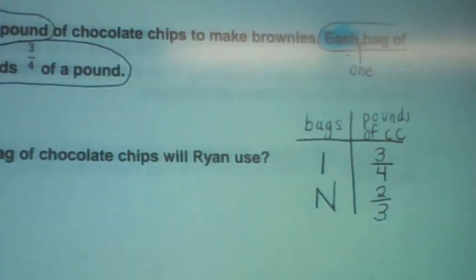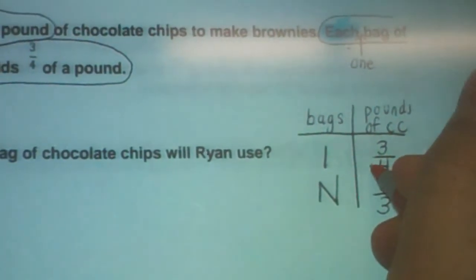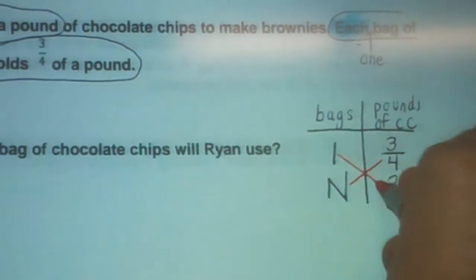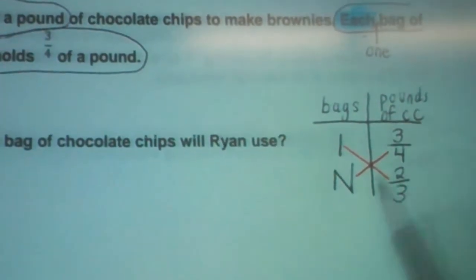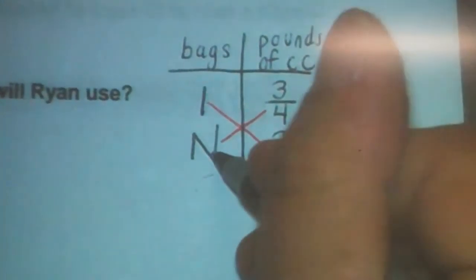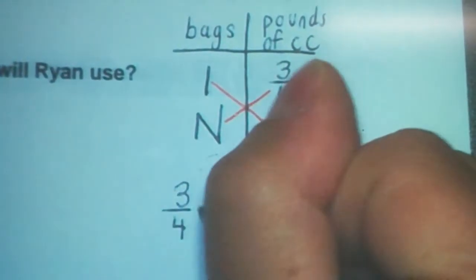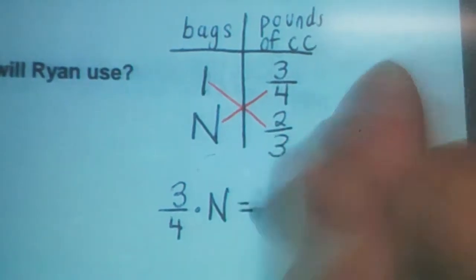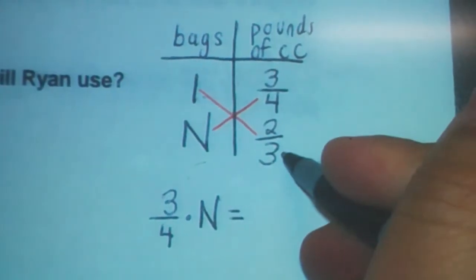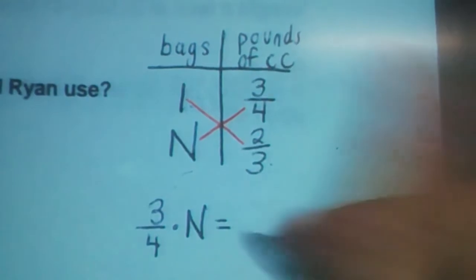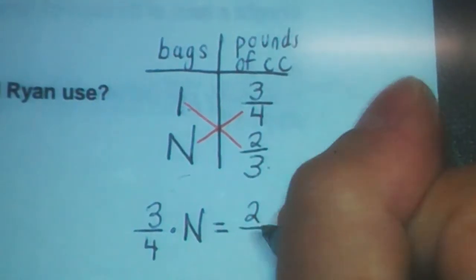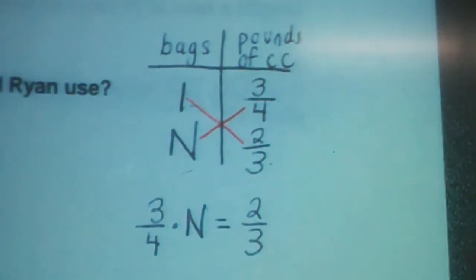So in this case, I'm going to solve this, like always, using cross multiplication. So just watch carefully here. I'm going to zoom in. N times 3/4, which is the same as 3/4 times n, equals 1 times 2/3. What's 1 times 2/3? Yes, it's 2/3. Okay? Same steps as always.